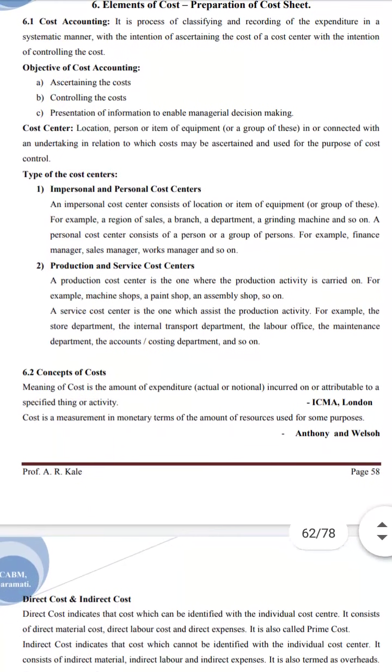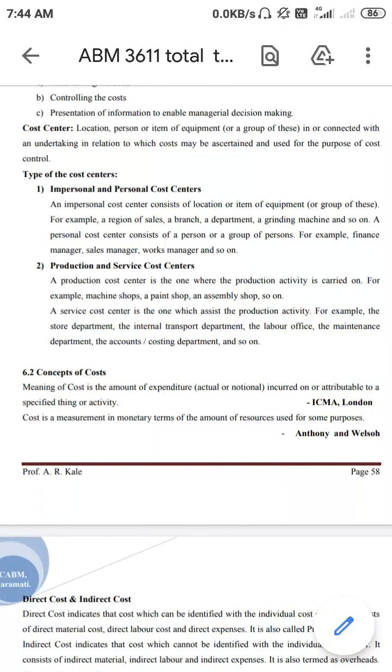Okay, here is the definition of the concept of cost. Cost is the amount of expenditure incurred on specific things or activity. A particular cost is involved in the production process. That is the expenditure incurred in the production. This amount is called cost. Cost is the measurement in monetary terms of the amount of resources used for some purpose. Whatever resources are used in production or a particular purpose, that are measured in terms of money, is called cost.